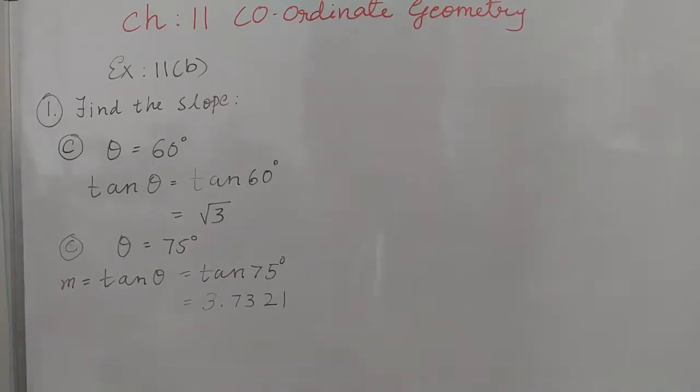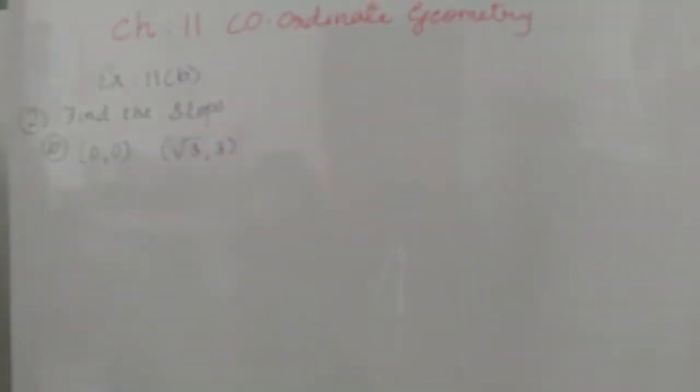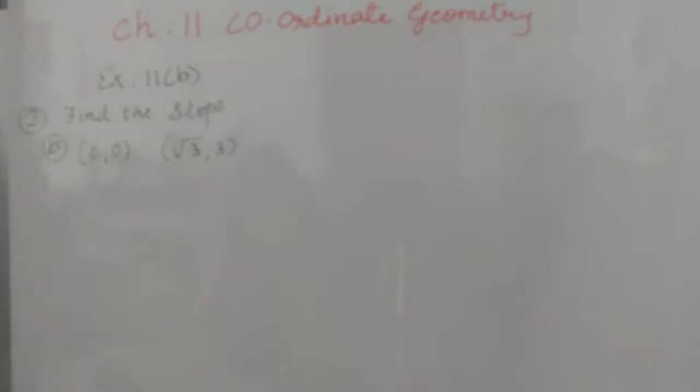First, I have solved 2 questions, C and E. So others also you can solve the same way. This is very simple, find the slope type of question. Now exercise 11b, question number 2. Find the slope and inclination of the line through each pair of the following. So here we have to find first slope and what the angle it forms. Inclination means what the angle it forms with x-axis.